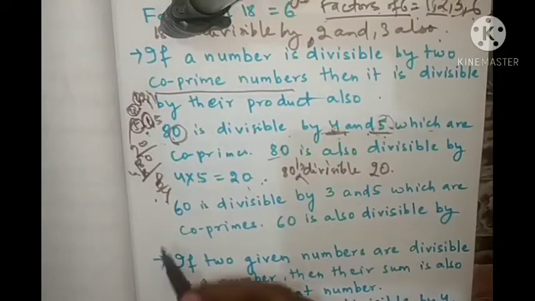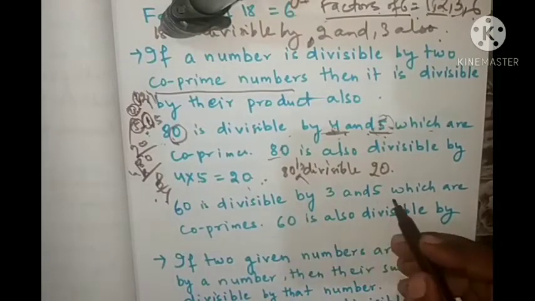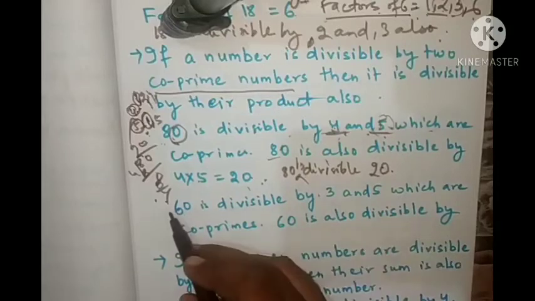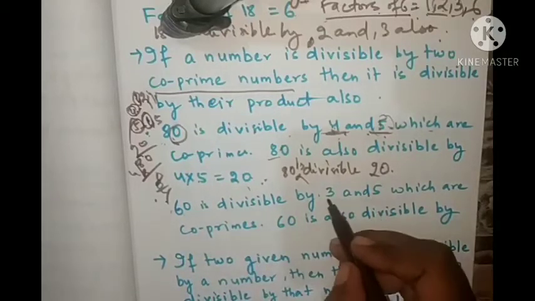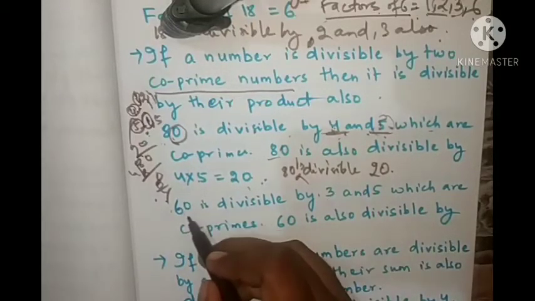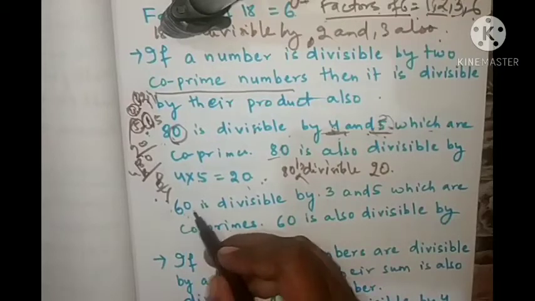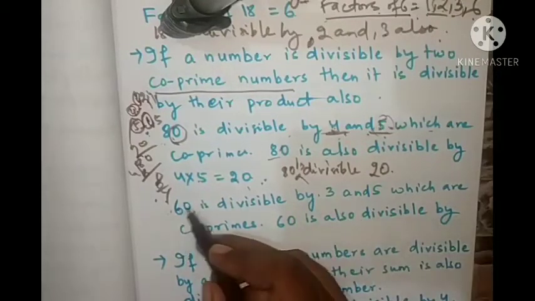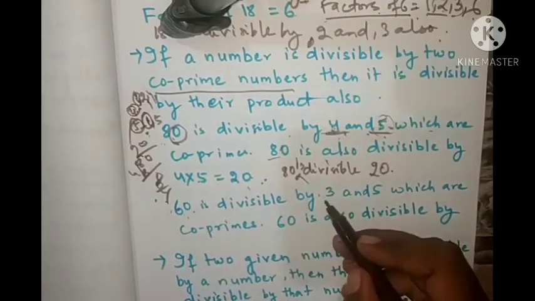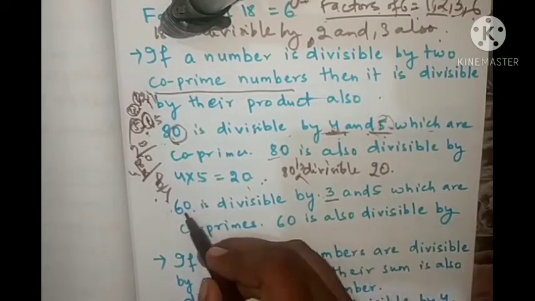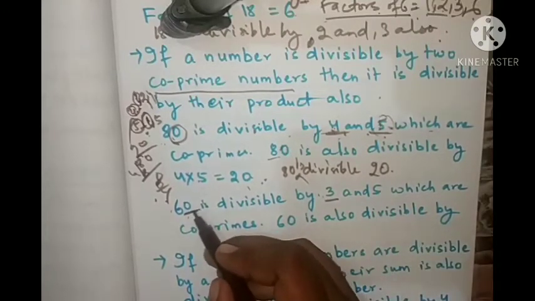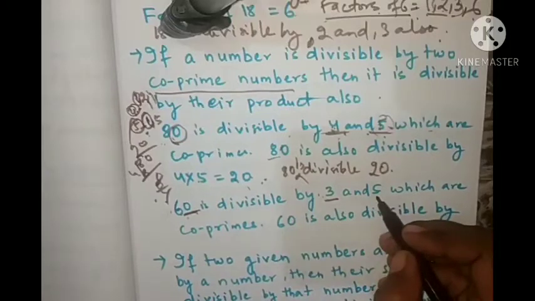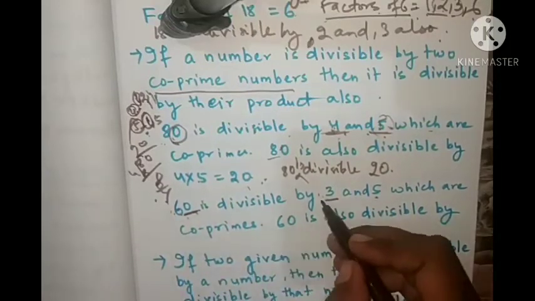Next, 60 is divisible by 3 and 5. You can see 3 2s are 60. If you add 6 plus 0 equal to 6, which is divisible by 3. And for 5, you see at the ones place, what is there? 0. That's why it is divisible by 5. So 60 is divisible by 3 and 5.